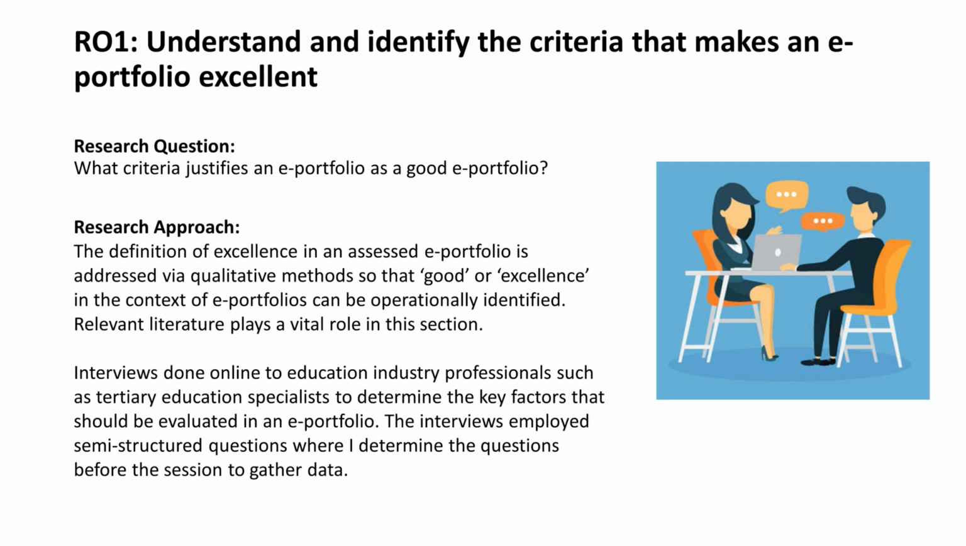Okay, so how do we obtain the results that will help us achieve the objectives? As for the first objective, I use this approach. The definition of excellence in the e-portfolio is addressed qualitatively so that the so-called good or excellence in the context of e-portfolios can be identified. And to achieve this, we refer to relevant literature.